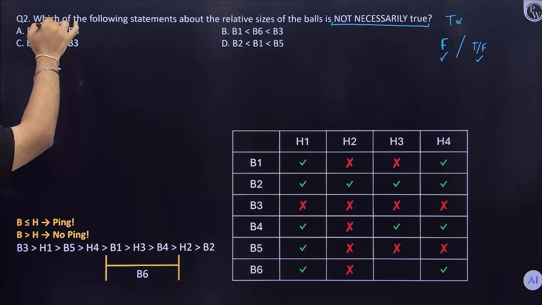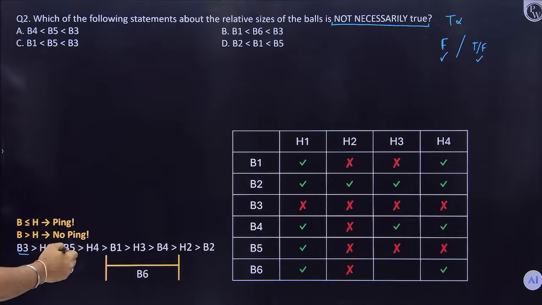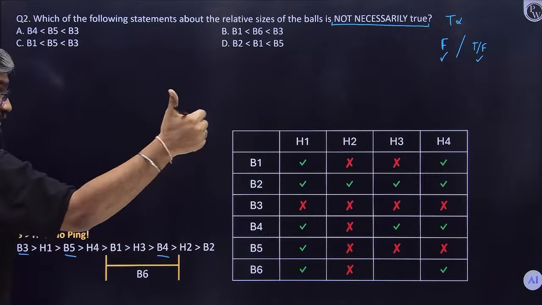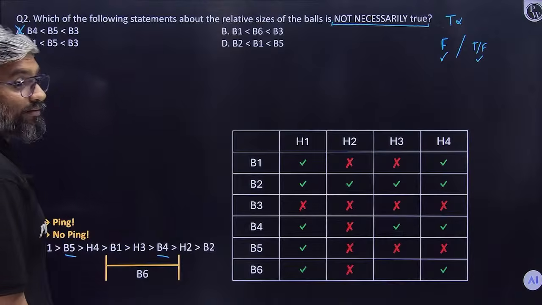Okay. 3, 5, 4 for the balls. 3, 5, 4. Is it true? 3, 5, 4. It is true. Do I need it? Nope. I don't need this. Yes.